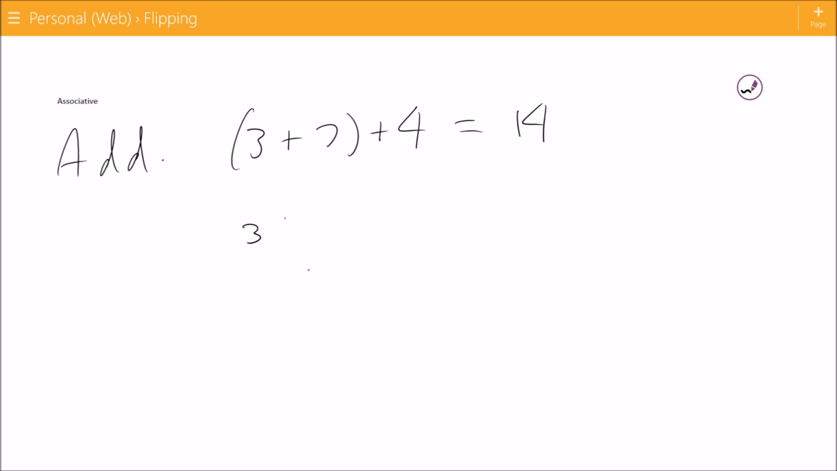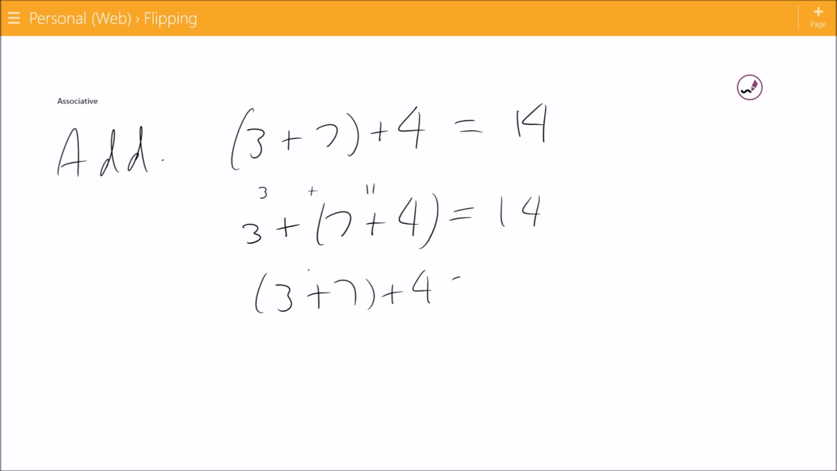Let's do 3 plus the quantity 7 plus 4. And order of operations says that I would do the 7 plus 4 first, which would give me 11. So now I've really got 3 plus 11. That's also 14. So again, we see that where we put the parentheses in this case, because it's just addition, we're not changing any operations here. We're working exclusively with addition, so these will equal each other.